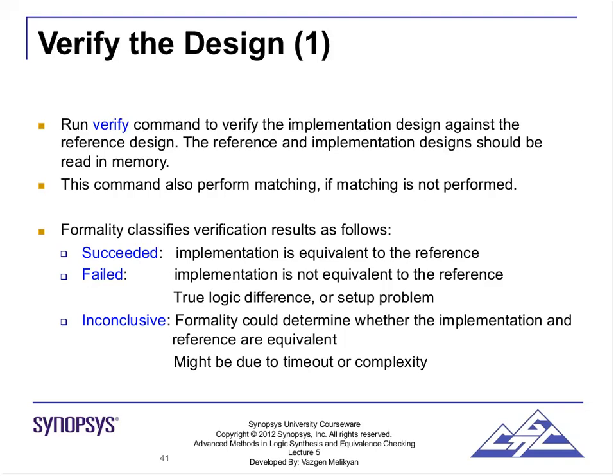The command to run is verify, and after the verify is run, Formality will give you a list of compare points, and it will categorize them as succeeded, that means the logic cones are equivalent, failed means logic cones are not equivalent, inconclusive means that Formality cannot conclusively say whether they are equivalent. It does not have any vector to verify they are non-equivalent, nor does it say conclusively they are equivalent. This happens when the data paths are very complex or the logic cone is very, very big, right, and the algorithm runs out of time.